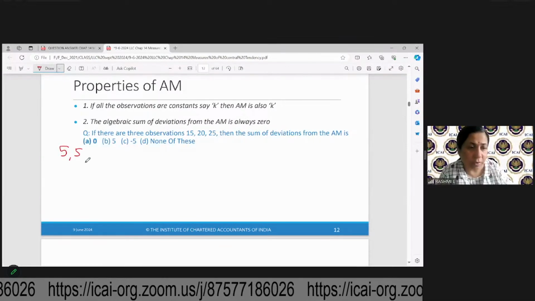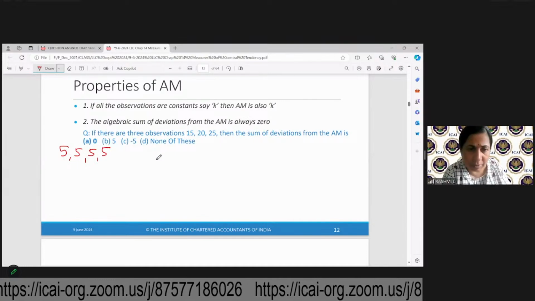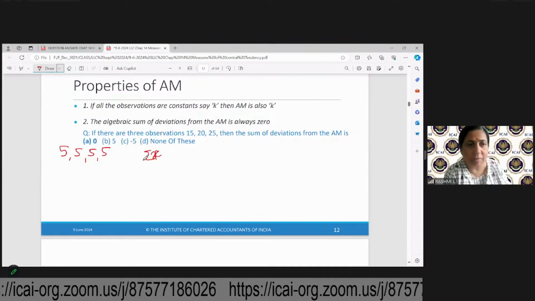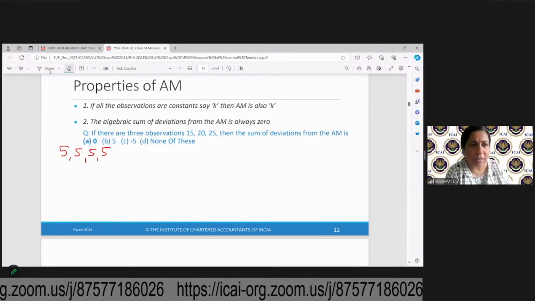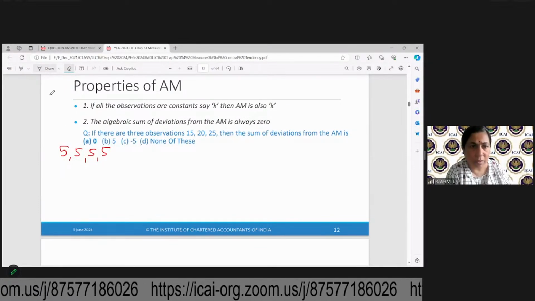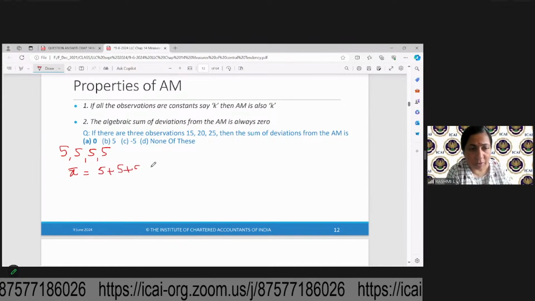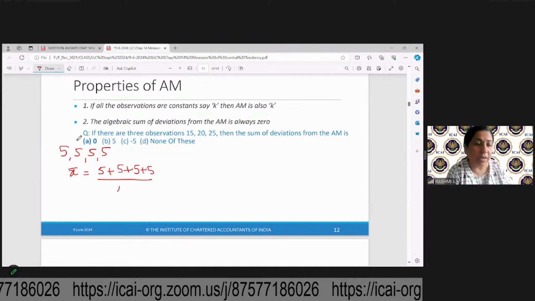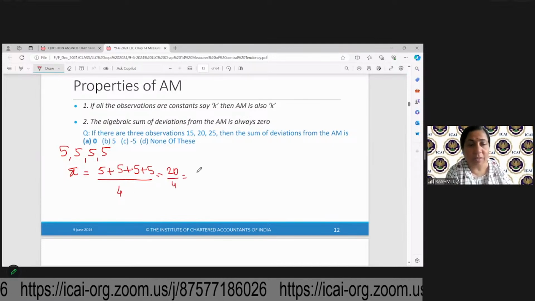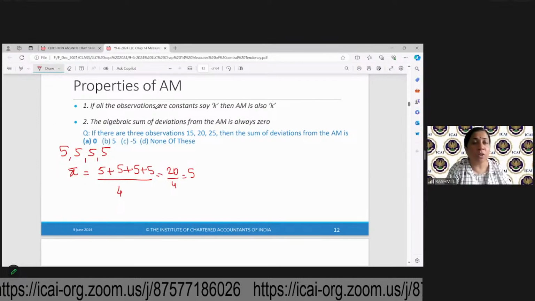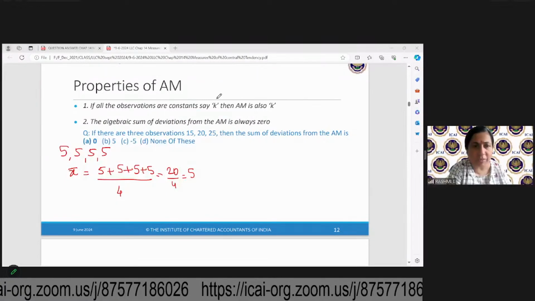Let us consider this. If all the observations are constant k, suppose my data set is 5, 5, 5, 5. I've got 4 times 5. This is ungrouped data, so x bar will be 5 plus 5 plus 5 plus 5 divided by 4, since there are four numbers, which is equal to 20 upon 4. Answer is equal to 5. So if all the observations are constant, then the arithmetic mean is also constant.